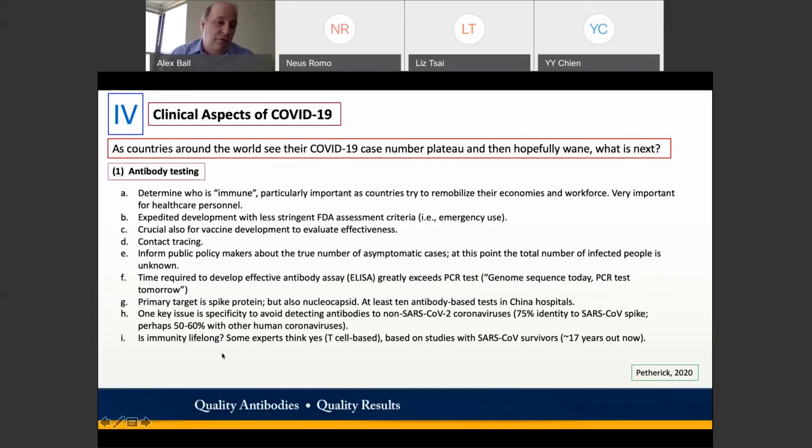And the key question is, is immunity lifelong? Based on some of the initial vaccine results and some of the results with SARS, with patients who are now 17 years out, there's some optimism that there could be lifelong or perhaps extended immunity from patients who have been exposed to SARS-CoV-2. Based on evidence, there does seem to be both a humoral and T-cell based response generated. So that's encouraging.